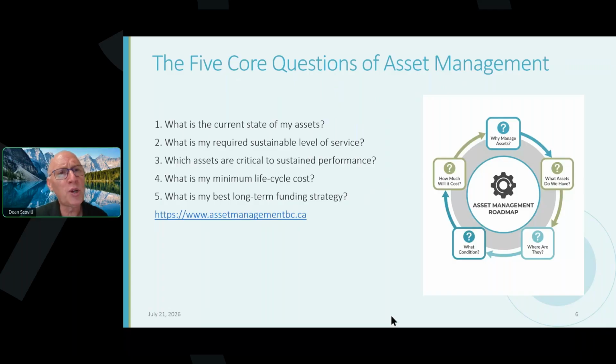What is the current state of my assets? And I'm going to go through each one of these. I'm just going to highlight them right now. Number two, what is my required sustainable level of service? Basically, what do I need to do to maintain the operational nature, functionality, maintain those assets and longevity?